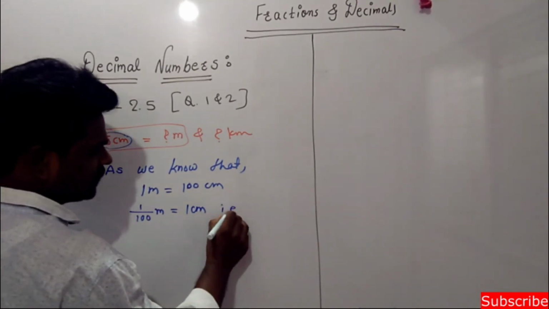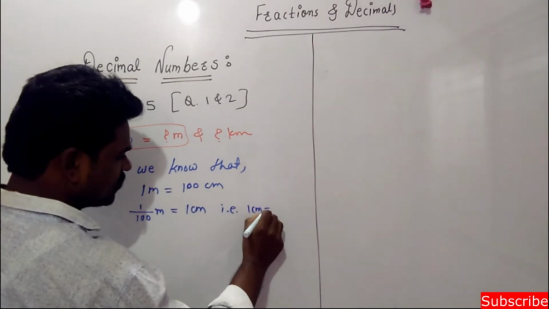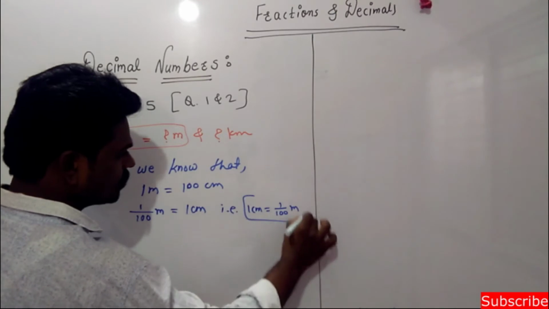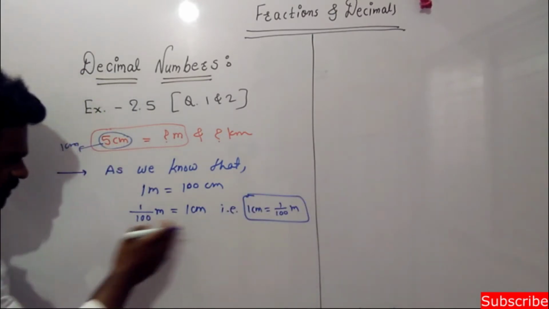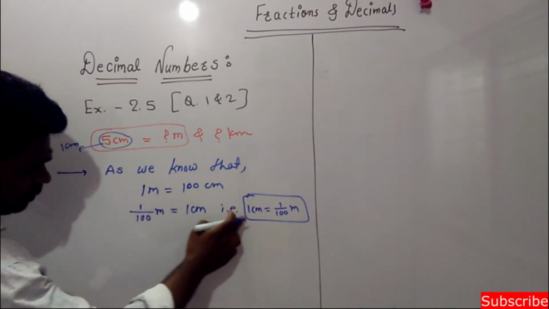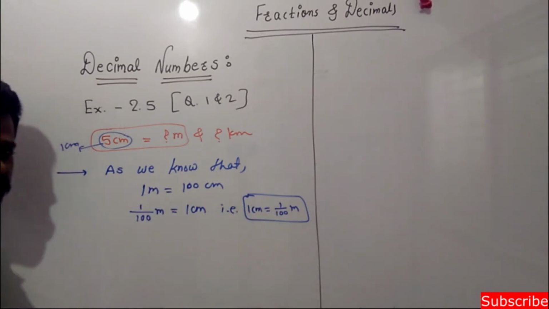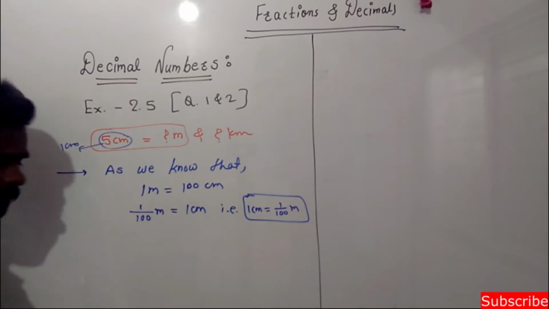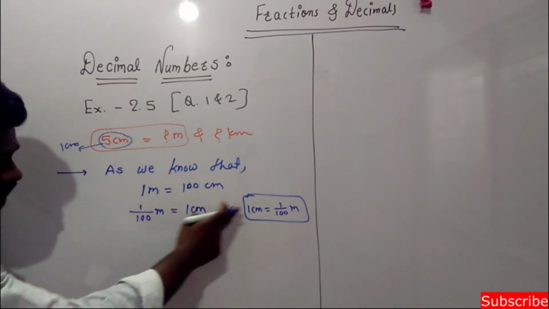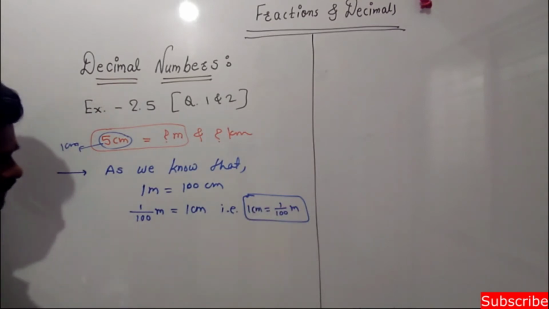So can we write it in this way? That is, 1 centimeter is equal to 1 upon 100 meter. Okay, no problem. The same step: 1 upon 100 meter is equal to 1 centimeter. So we can say that 1 centimeter is equal to 1 upon 100 meter.